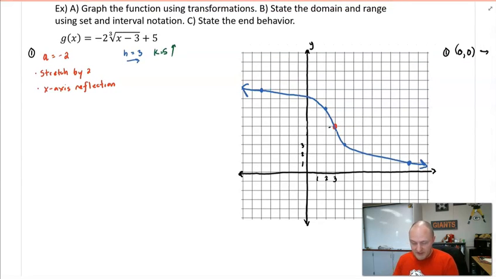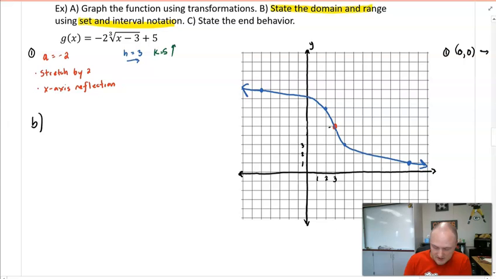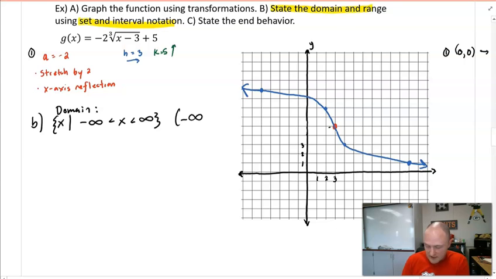Part B, they want us to go ahead and state the domain and the range using set and interval notation. And that's really easy because our domain is all real values. So x values such that -infinity is less than x, which is less than infinity. And then in set notation, it's -infinity to infinity.